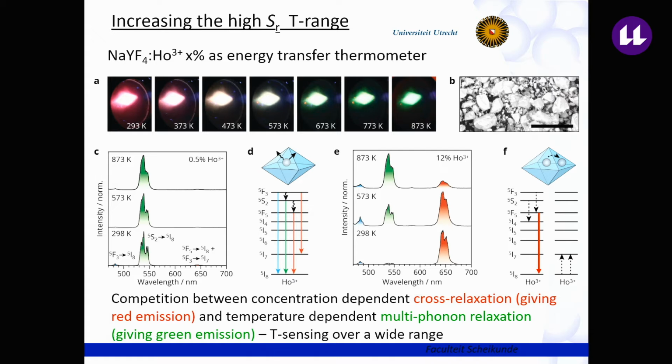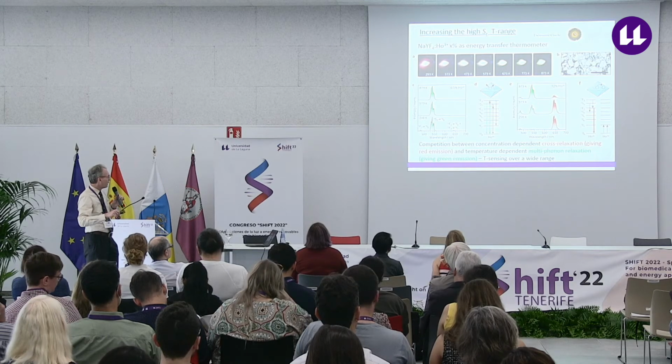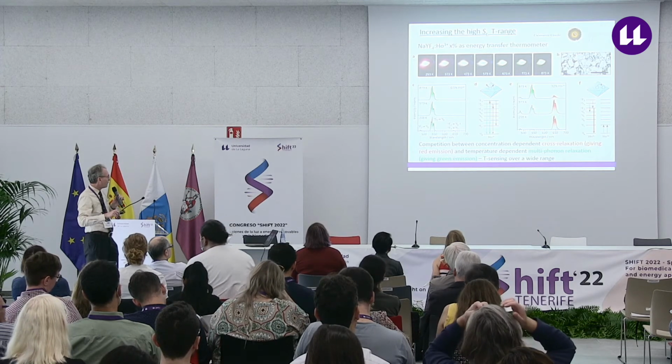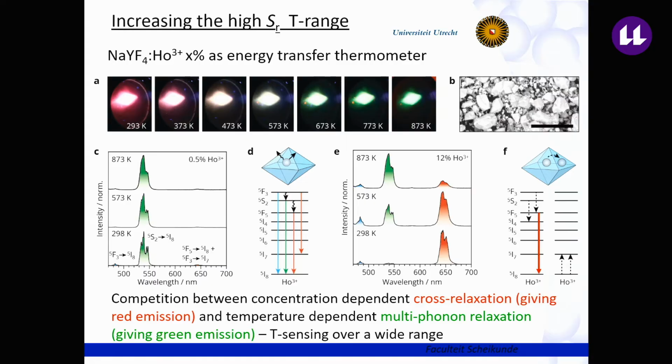But now, when you go to a higher holmium concentration, for example 12%, then from this blue emitting level you can not only have multiphonon relaxation to the green emitting level, but you can also have cross relaxation with a neighboring holmium ion, where you go from 5F3 to the red emitting level 5F5, and the neighboring ion goes from 5I8 to 5I7. And then you get red emission. So for 12%, this cross-relaxation process wins from the phonon relaxation process from blue to green, so you see dominant red emission. Now, this cross-relaxation is not very temperature dependent, it always has about the same rate.